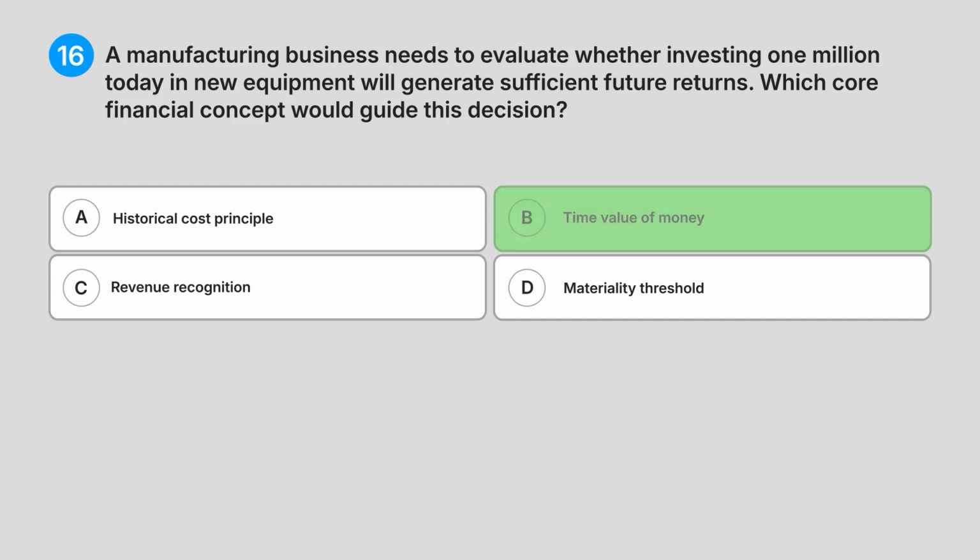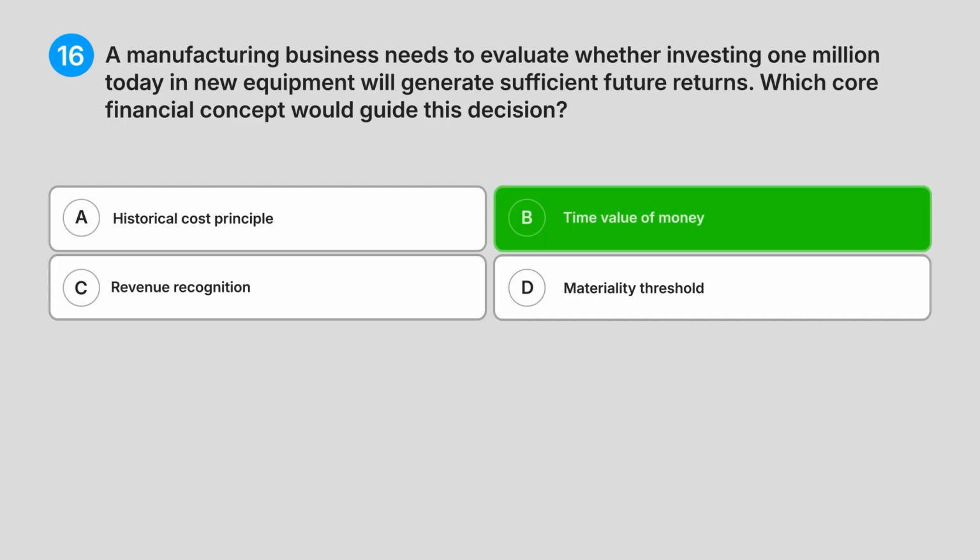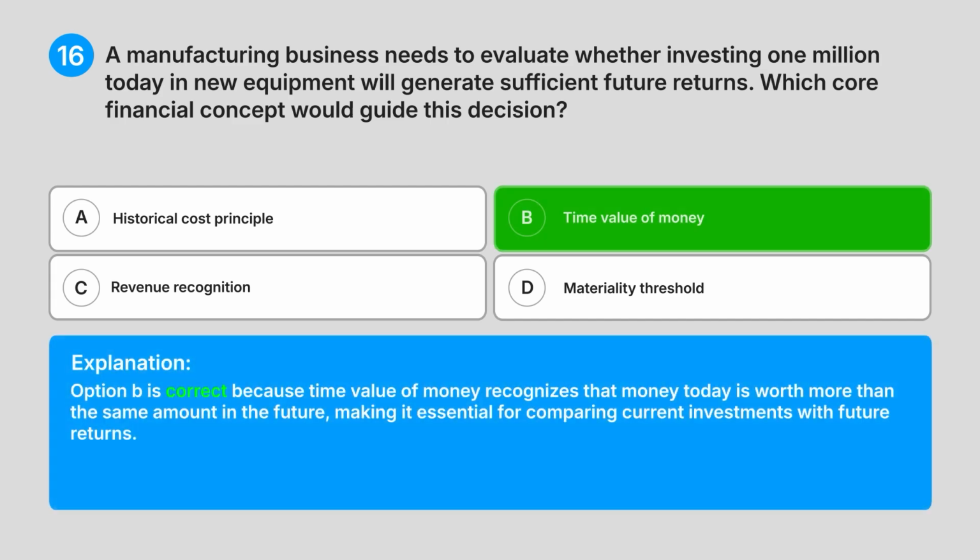Correct answer, B. Time value of money. Explanation: option B is correct because time value of money recognizes that money today is worth more than the same amount in the future, making it essential for comparing current investments with future returns.